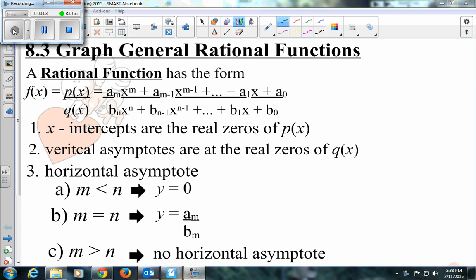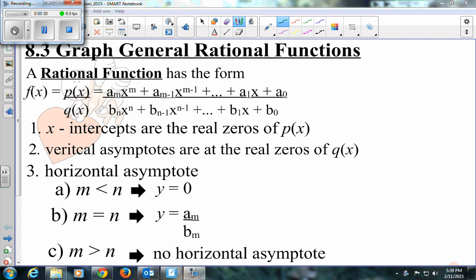Today, we are going to continue with graphing rational functions. You'll notice it says here, graph general rational functions. So, we're going to review what we talked about yesterday. A rational function is a function that has the form of f of x equals p of x over q of x. Now, I've added some to it here.